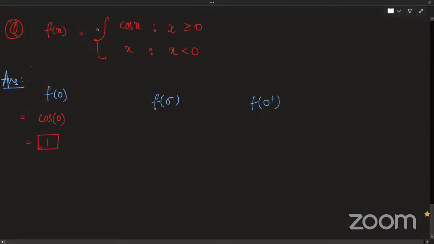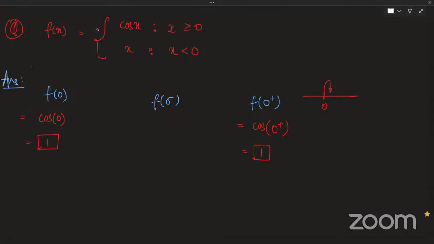Okay. Now let us talk about 0 plus. If it is 0 plus, is it greater than or lesser than 0? Greater than 0. So will it go for the first one or second one? First one, cos x. So it is cos of 0 plus. What is cos of 0 plus? 1, sir. It will be 1 again. Very easy, right? Because it is just a very small value that is greater than 0, so obviously the limiting value will be 1.